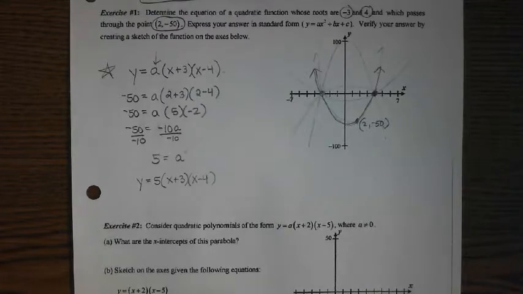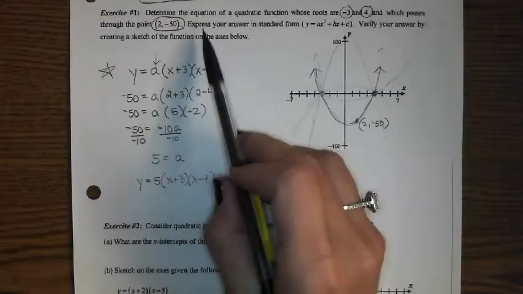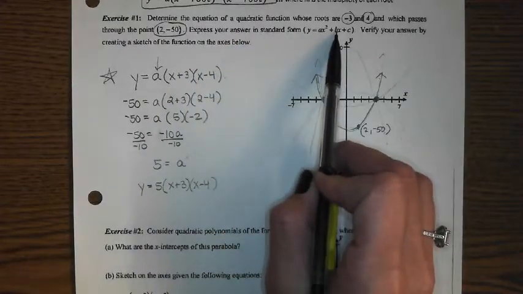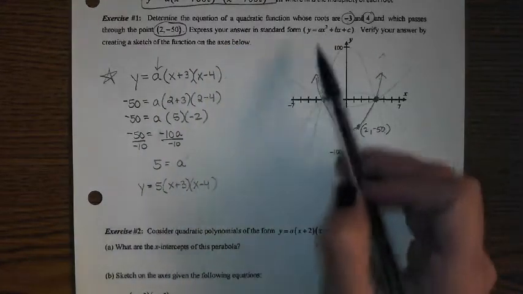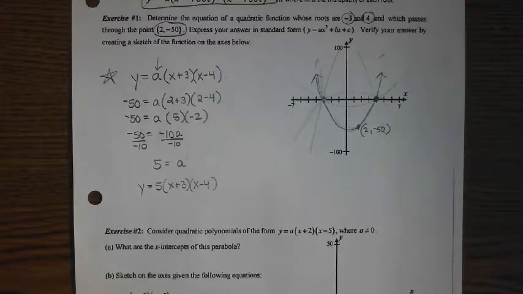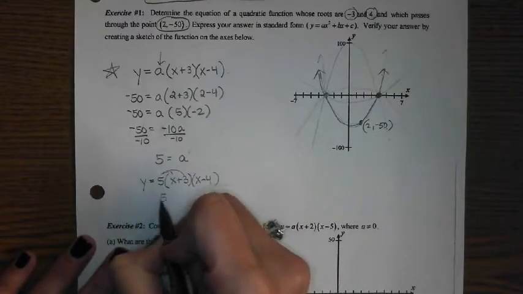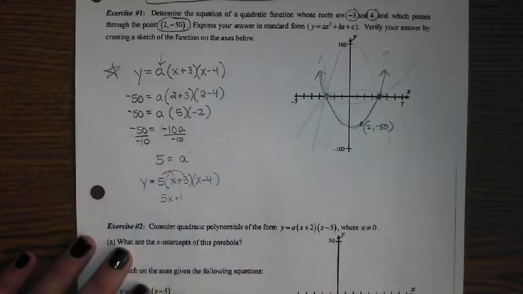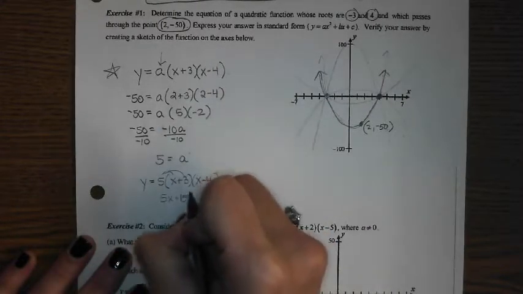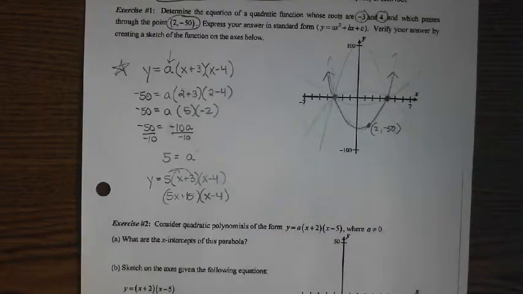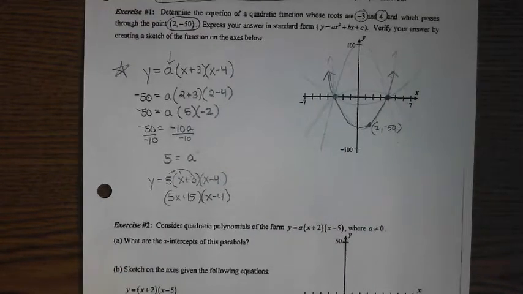Now, sometimes we're done. And if it doesn't say otherwise, I would just stop here. This one was very clear, though. Express your answer in standard form. So what do we have to do to this to get it into standard form? Just do a whole bunch of multiplying through. So start with distributing your 5. So that's 5x plus 15. You only multiply your 5 by that first set of parentheses, though, right? It will trickle through to the x minus 4 eventually. Just give it time. And then I FOIL.